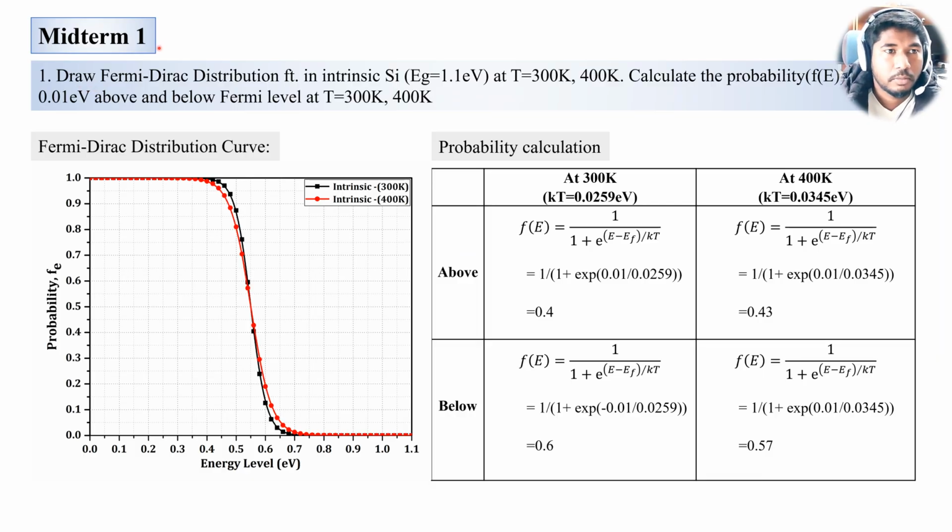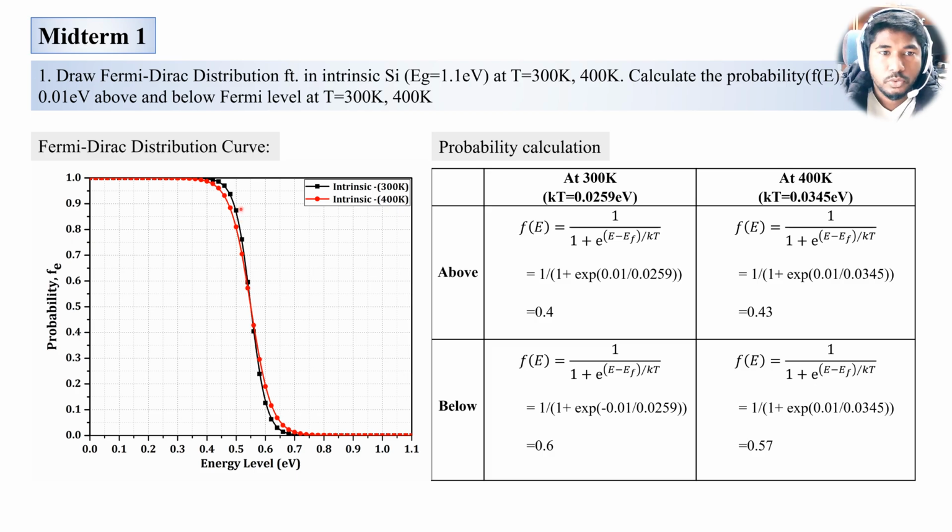Okay, midterm 1. The first question is: draw the Fermi-Dirac distribution function in intrinsic silicon, where the energy band gap is 1.1 electron volt, at 300 K and 400 K temperature. The first question's answer is here, the Fermi-Dirac distribution curve.